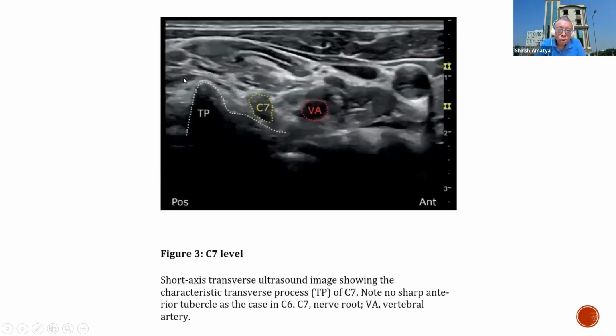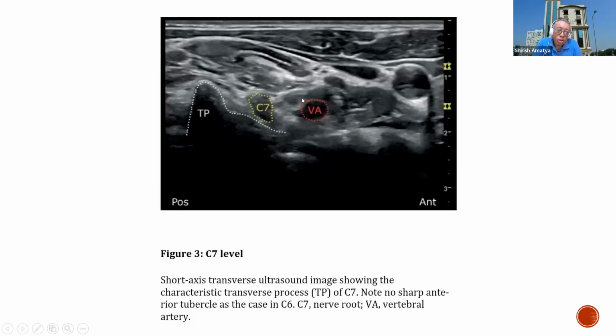So this is the picture of the C7 nerve root at the level of the C7 vertebra. As you can appreciate, there is no anterior tubercle, or the anterior tubercle is absent or rudimentary. Here you can easily see the vertebral artery in front of the cervical 7 spinal nerve root, and this is the posterior tubercle of the transverse process. So if you want to inject and block the C7 nerve root, we come from behind, and along the long axis we put the needle and block the C7 nerve root.